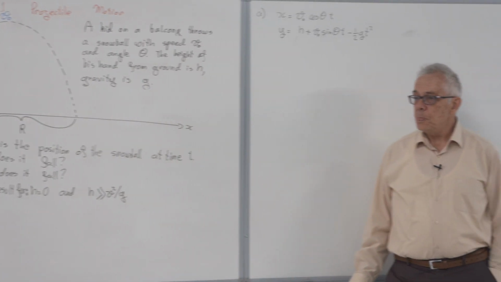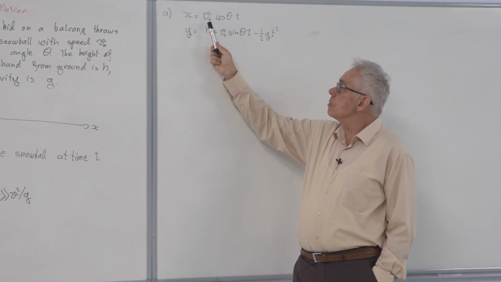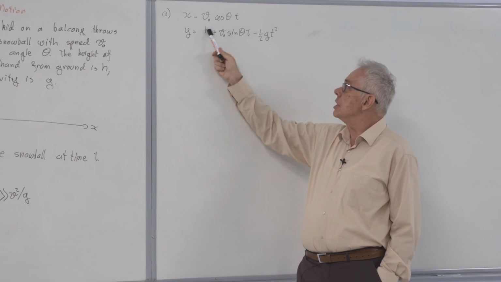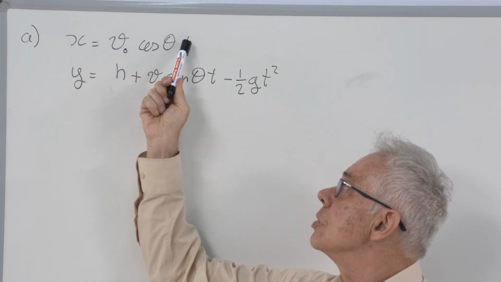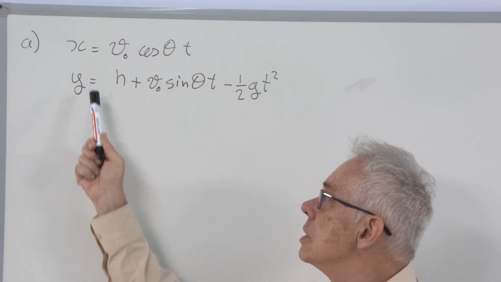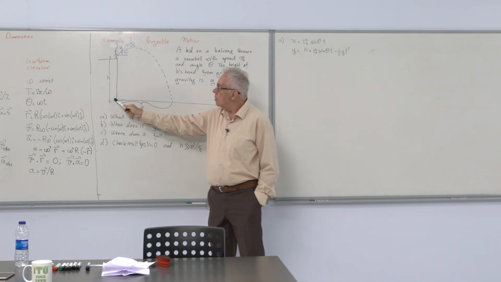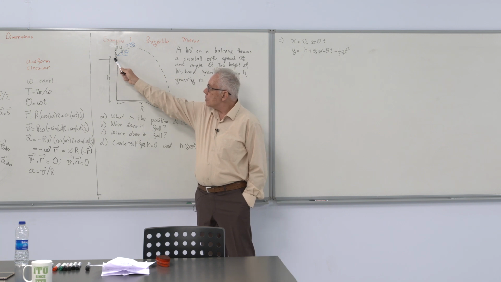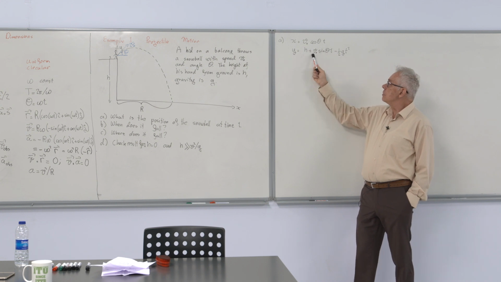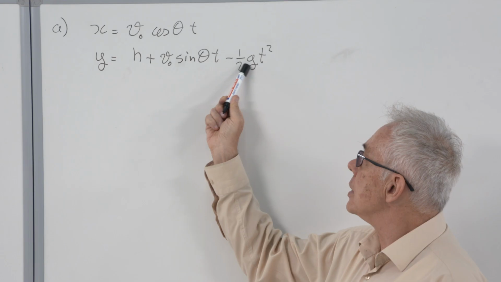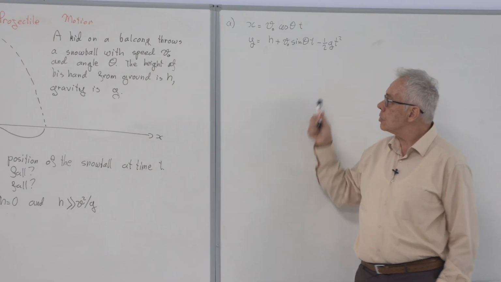Okay, so for the x component of the position, there is no acceleration in this direction, and the x component of the velocity is v0 cosine theta, so it's this. For the y component, initially we are starting from y equals h plus speed v0 sine theta times t, and gravitational acceleration is of course minus, meaning it is downward.